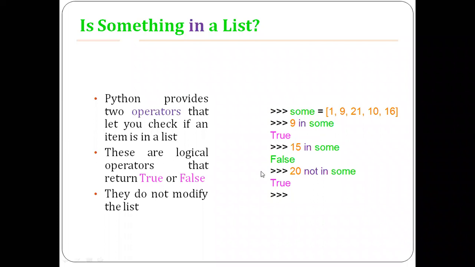It is nothing but the negation of in, right? Even if I apply in or the not in operator, they don't modify the existing list. It will be there as it is. The only thing is that we are searching whether the element is present in the list or not.